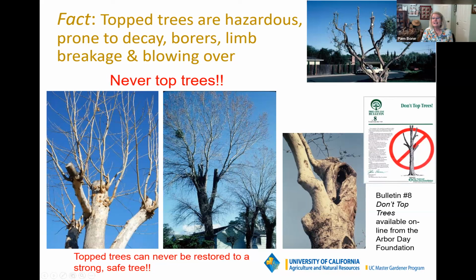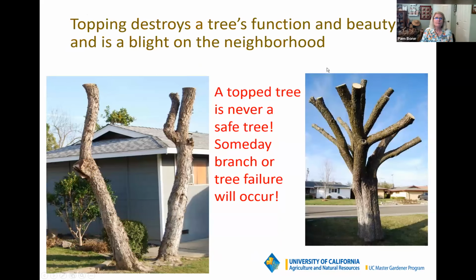And then, can you guys even tell this is an olive tree here because it was so butchered? But that's what it is. Topping destroys the tree's function. Can that provide shade? To tell you the truth, I know this is an ash tree just because I know that bark. This one, I had no idea what it was. A topped tree can never be made into a safe tree.